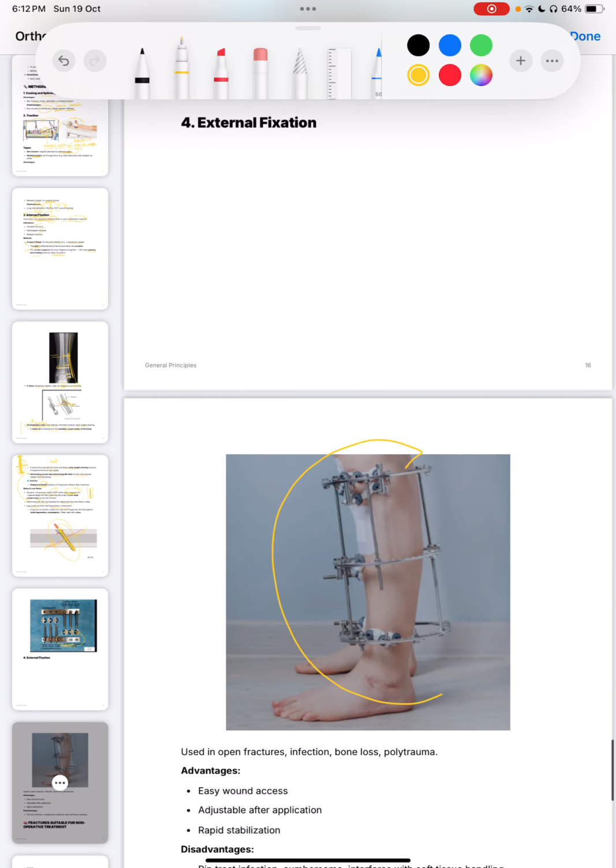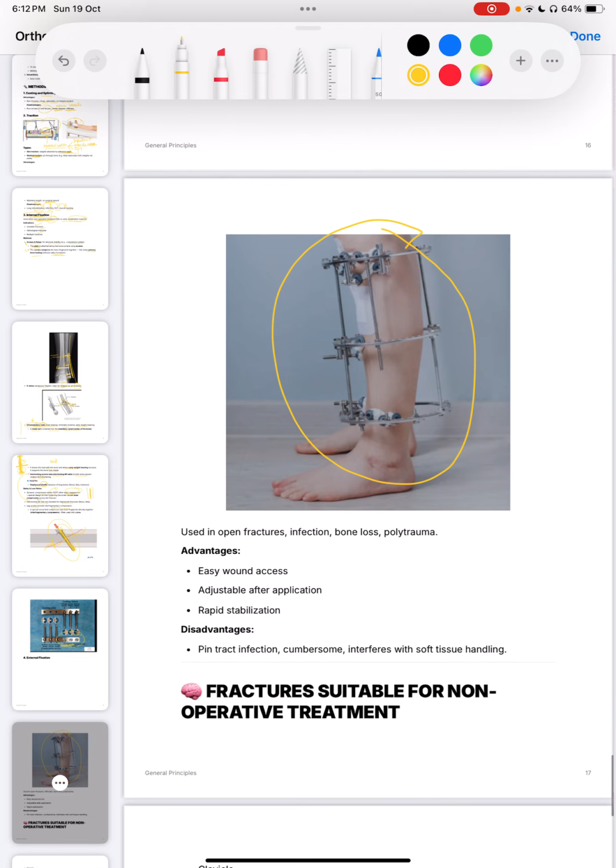And then external fixation is just from the outside, okay? So why do we use it? We use it in open fractures, for example, where we want to stabilize it from the outside in an infection, bone loss, or polytrauma. So there's just so much trauma, okay? You need external fixation because it's just too much operation, bone loss, agar ho infection ho. So it's easy for like the wound, वो जैसे हमने ये wound यहाँ से cover कर लिया है, and it's adjustable and it allows rapid stabilization. So you don't have to go into surgery, you could just do it rapidly.